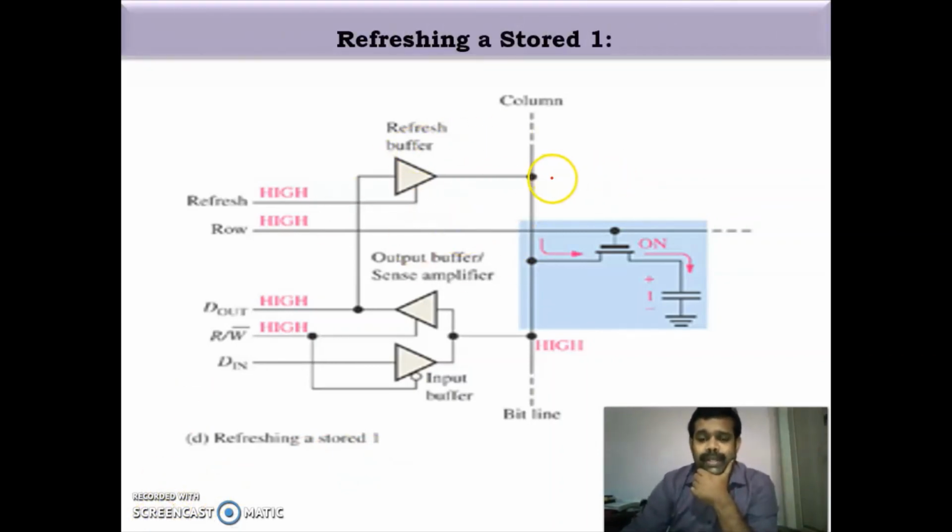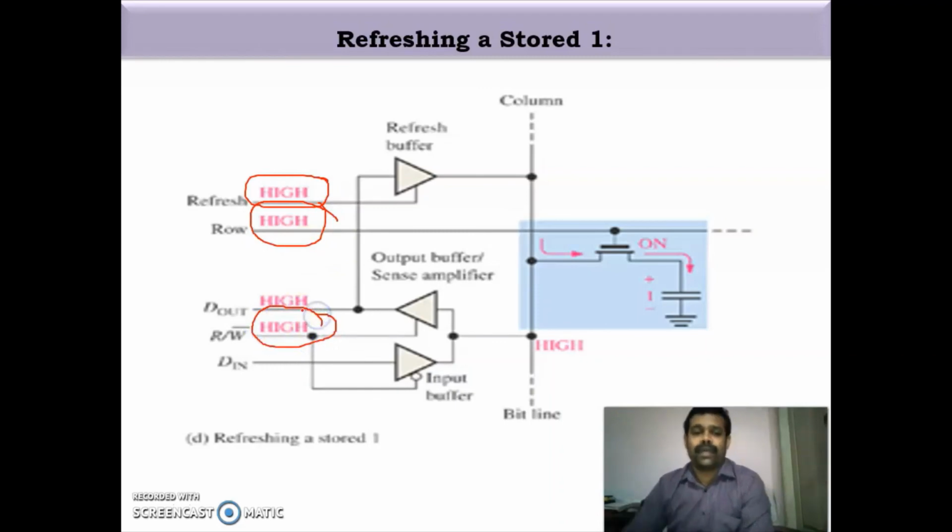So the main thing you have to remember is, now you have to make the refresh input to the refresh buffer high, and we have to make the row line high, and we have to make the read write line high. So in the write and read operation, we made the refresh input low. Now in the refreshing operation, we have to make the refresh input to the refresh line high. Then we have to make the row line high, and we have to make the read write line also high.